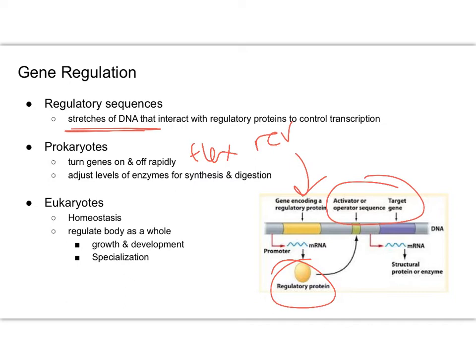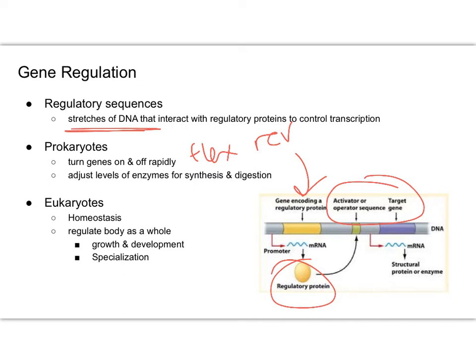Again, you have to remember prokaryotes are referring to a unicellular organism. So the one cell is in charge of everything. And so we'll look closer at prokaryotes at the end. We're going to focus more here in the beginning on eukaryotes. But again, some of the benefits of the way that prokaryotes regulate is that it allows them to turn things on and off quickly, and it helps adjust enzyme levels for them.